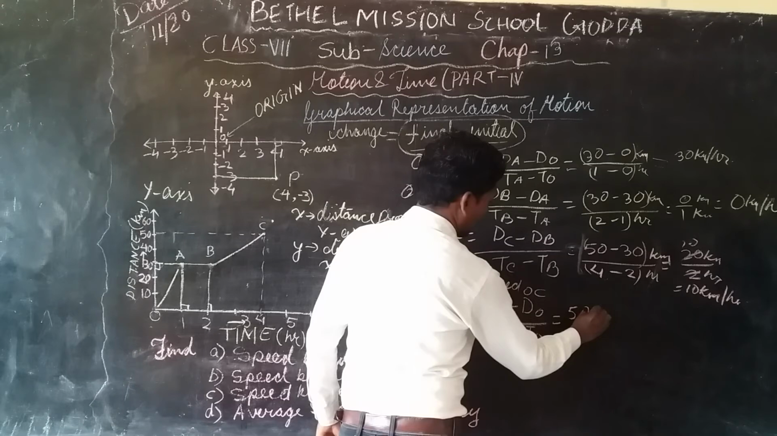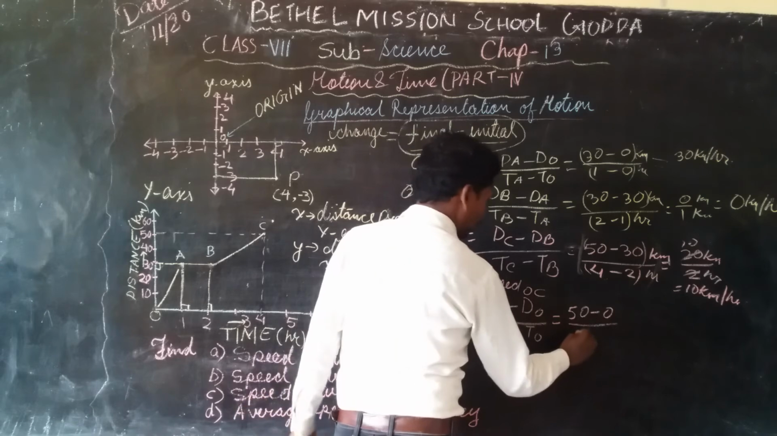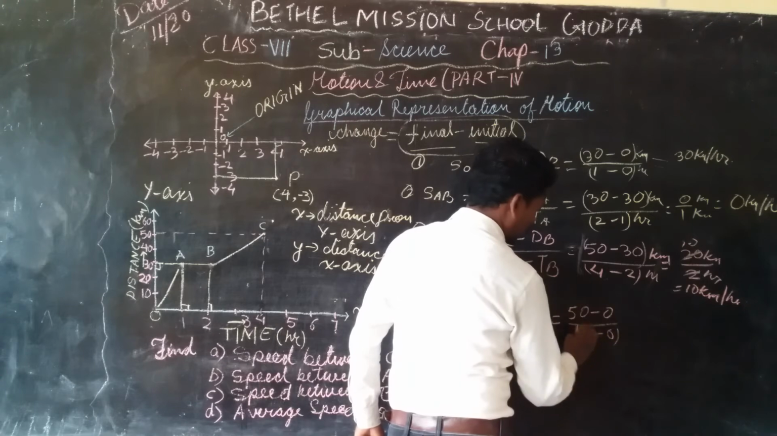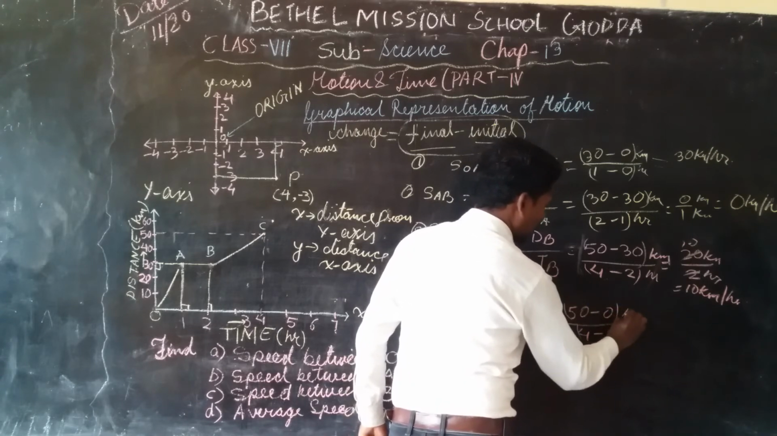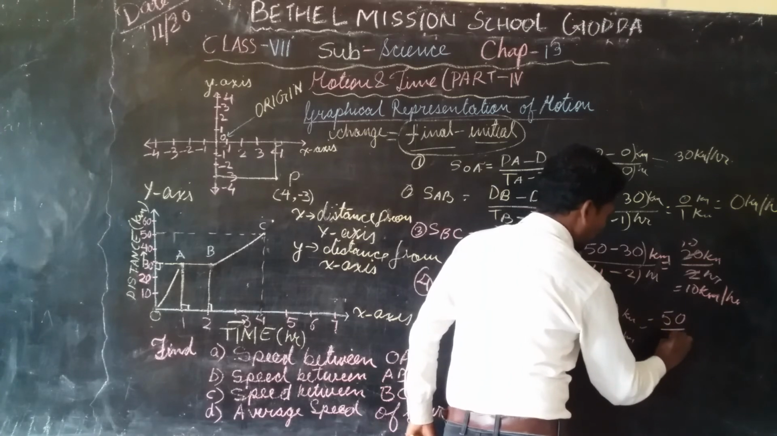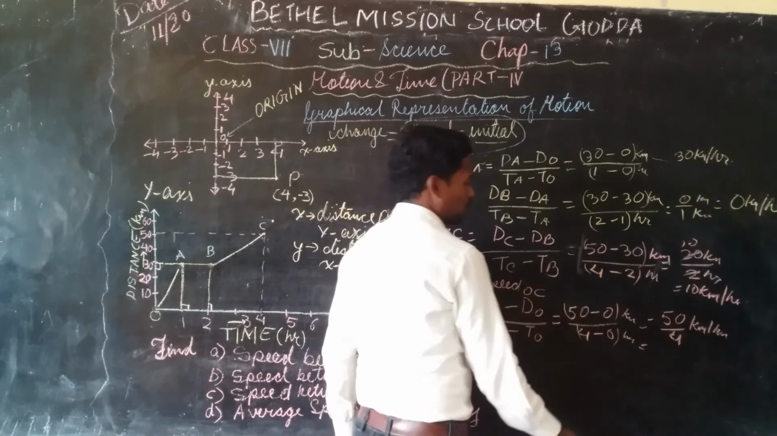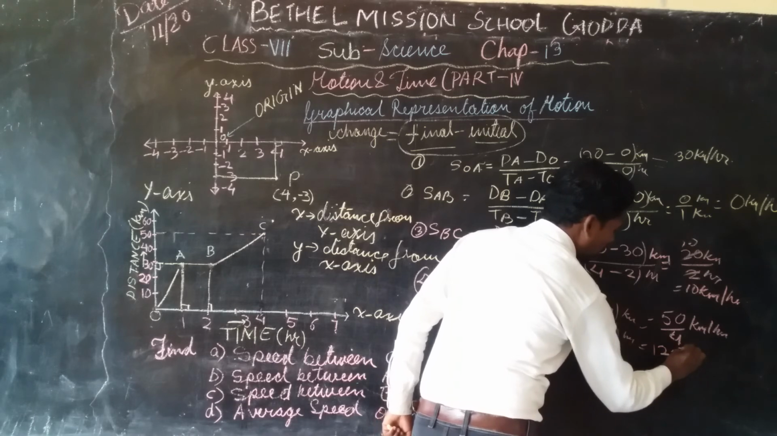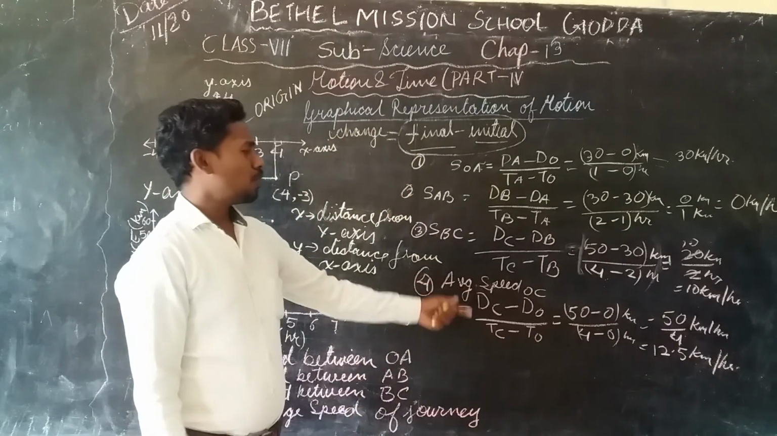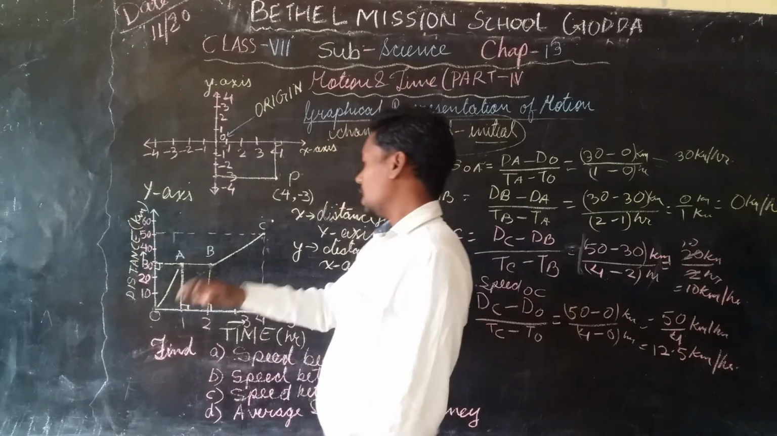So DC is how much? 50. And DO is how much? 0, by TC is how much? 4, and TO is also 0. So average speed becomes 50 by 4 kilometer per hour. It can be written as 12.5. So 12.5 kilometer per hour. So this is the way we can calculate speed, average speed using a graph.